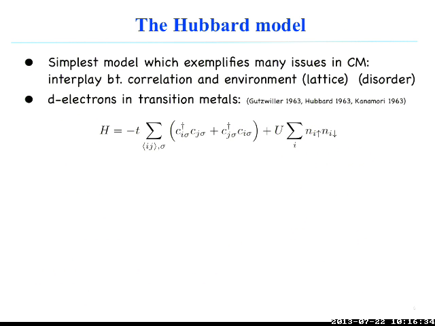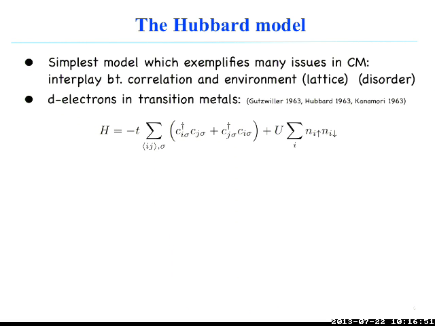I'll give you another example, and this has come up quite a few times, the Hubbard model. I want to tell you one result, but mainly just want to use it to set up some notation when we talk about methods. So this is the simplest model, which kind of exemplifies many of the issues in condensed matter. What are the key issues in condensed matter?